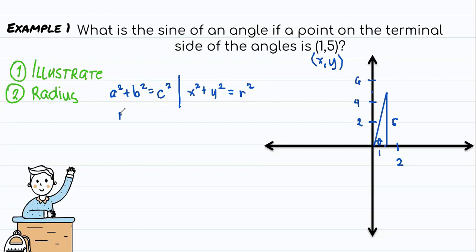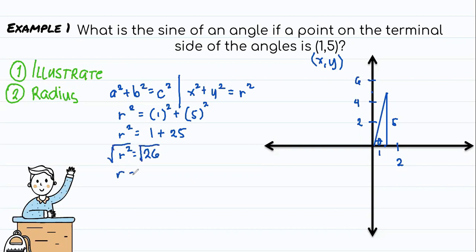So let's substitute, since r is missing. r squared is equal to our value for x, 1 quantity squared, plus our value of y, 5 quantity squared. So r squared is equal to 1 times 1 is 1, plus 5 times 5 is 25. So r squared is equal to 26. But since we have squared, we need to get the square root of it for us to have r is equal to square root of 26.